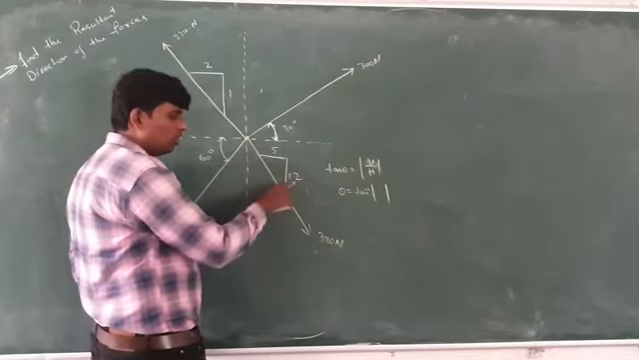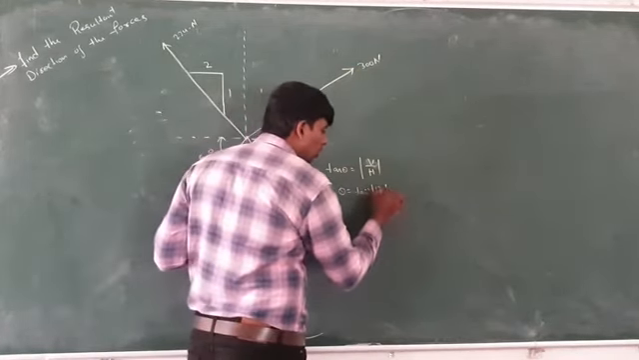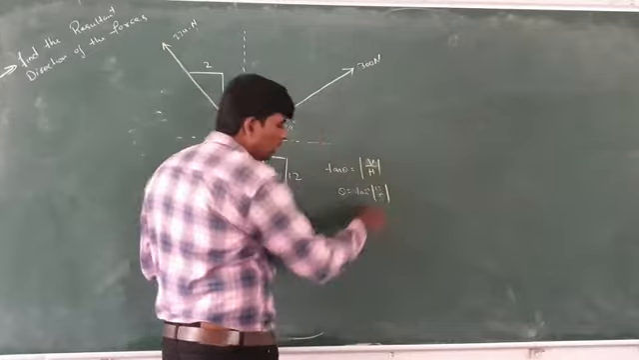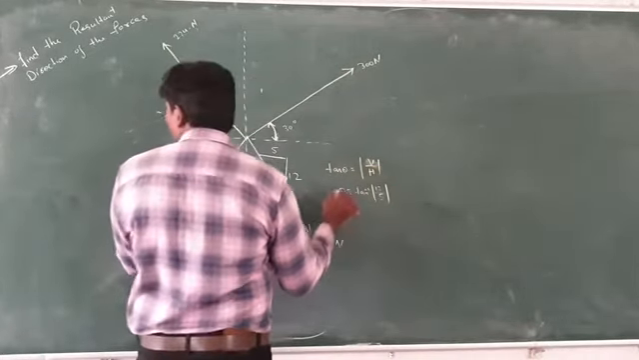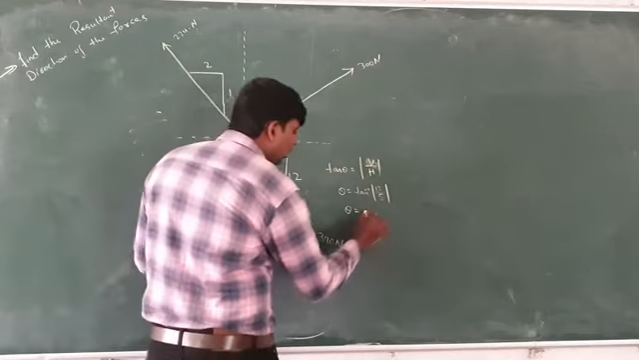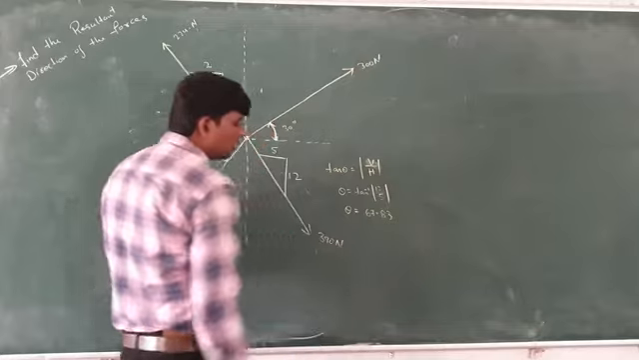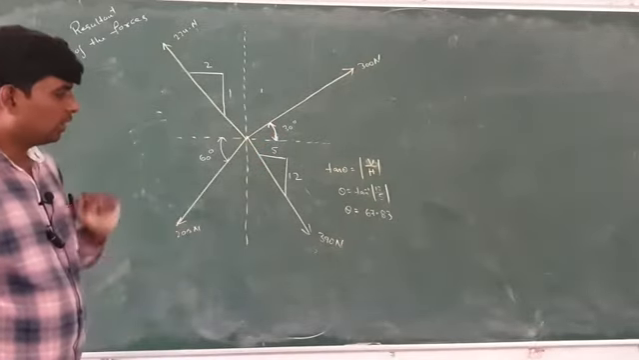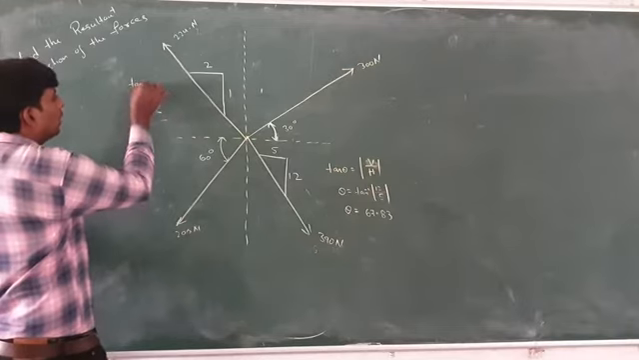Vertical is how much? 12. Horizontal is how much? 5. So 12 by 5. With the help of the calculator, if you solve 12 by 5, you will get 67.83. This is the angle.